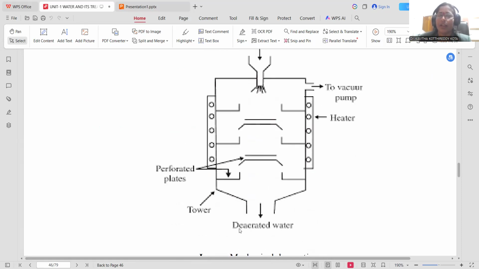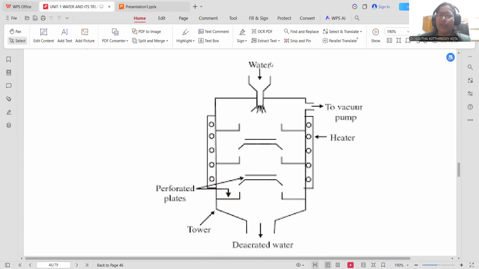heating device, and here is the inlet from which you are supposed to pour the water before feeding into the boiler. That water should be allowed to enter this chamber, where you can find different shelves and different compartments, and here is the provision to heat it. Whenever heating is carried out, what happens? Dissolved oxygen gets vaporized.